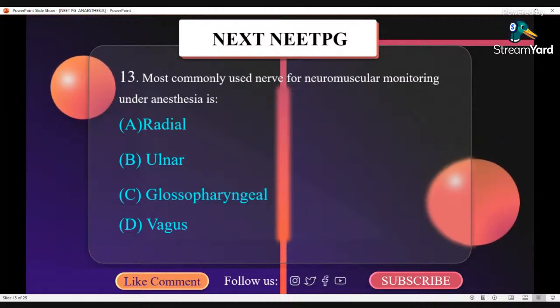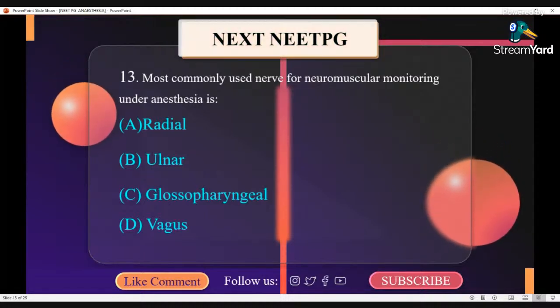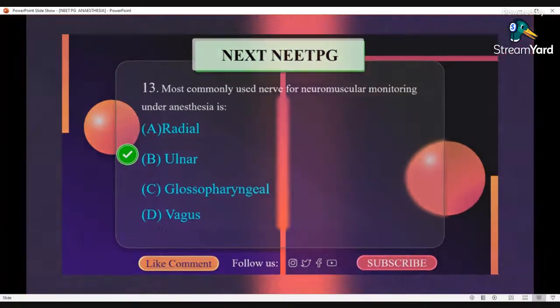Ulnar nerve is the most commonly used. Correct option is B, ulnar nerve.